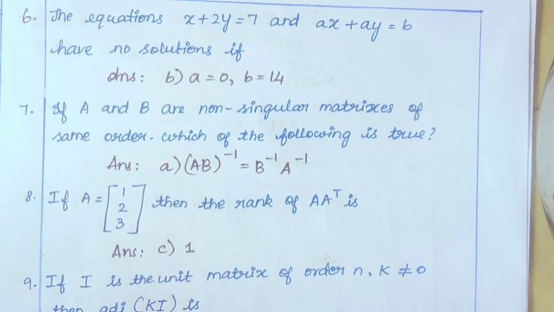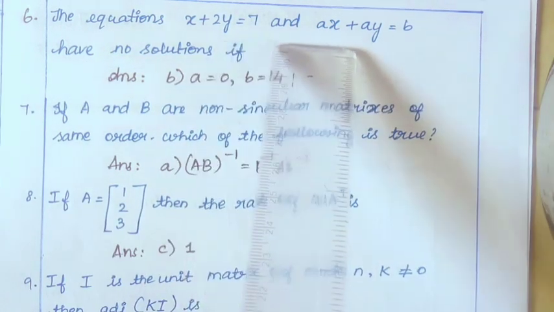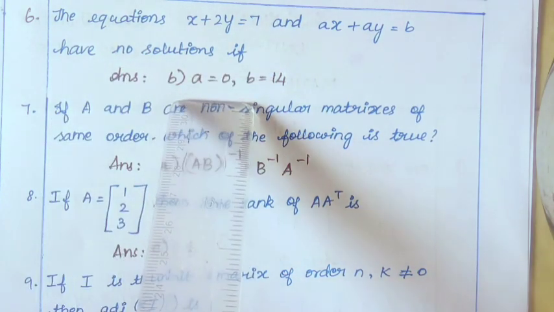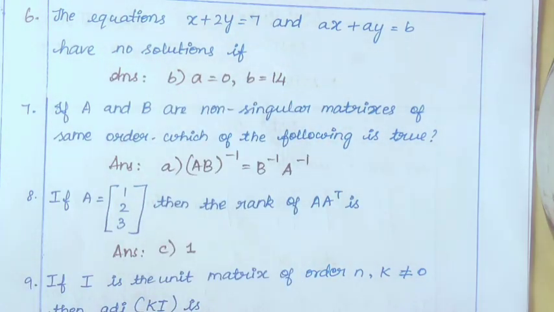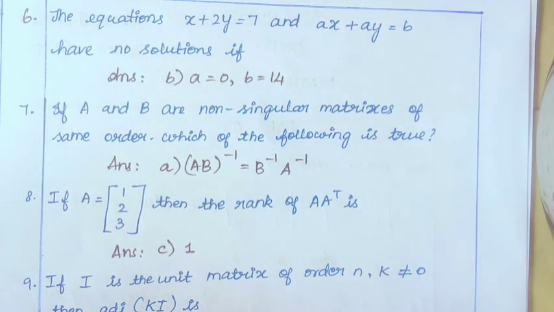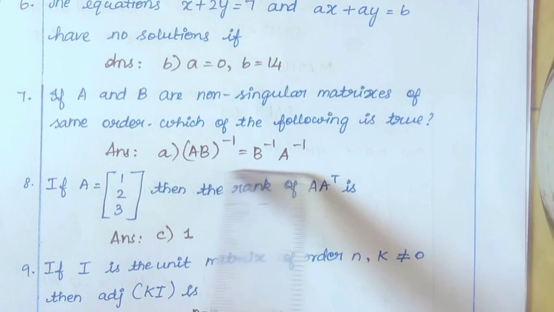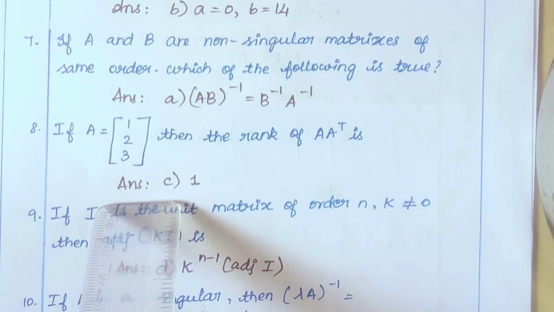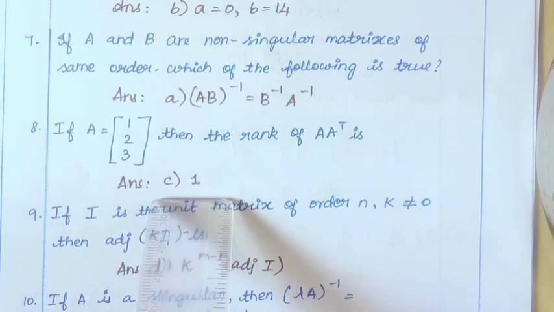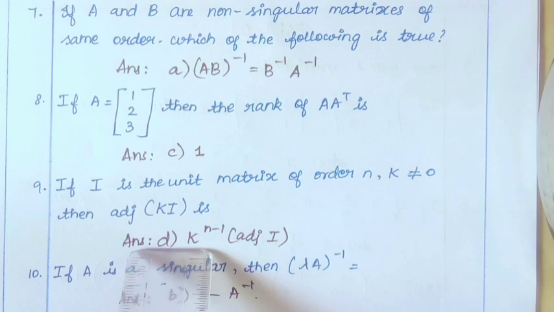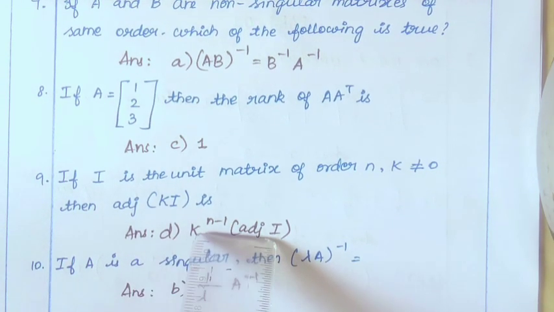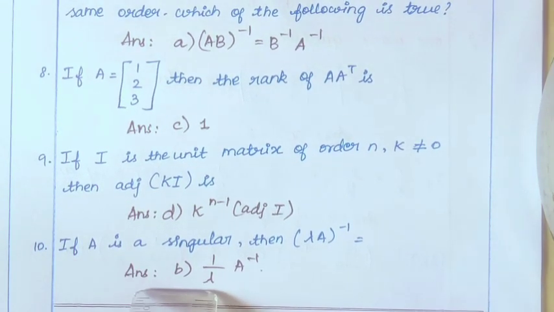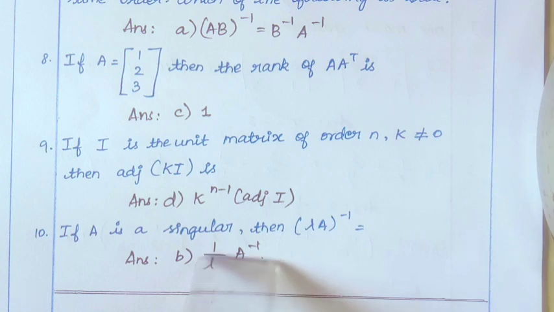For sixth question, the equations x + 2y = 7 and ax + ay = b have no solution if a is equal to 0, b is equal to 14. Seventh question, the answer is (AB)^-1 = B^-1 A^-1, option A. For eighth one, the correct option is C, 1. For ninth question, the correct option is D, K^(n-1) adjoint I. For 10th question, the correct option is B, 1/lambda A^-1.